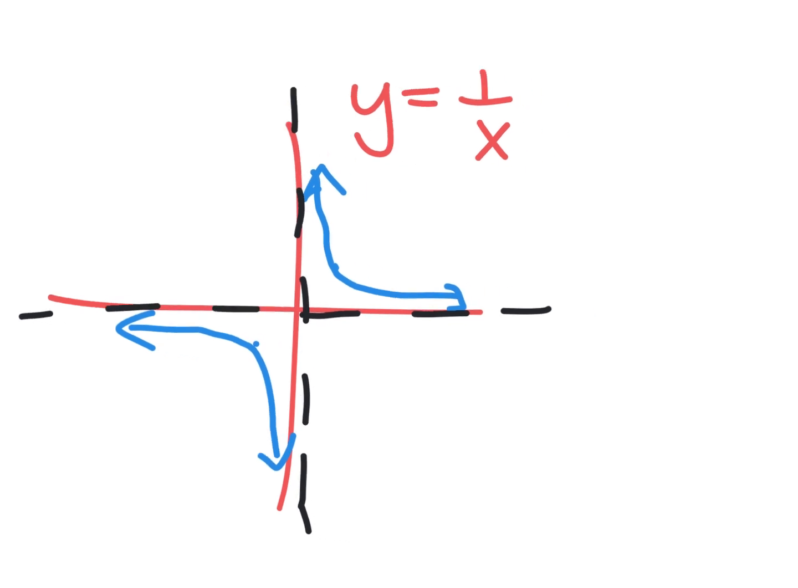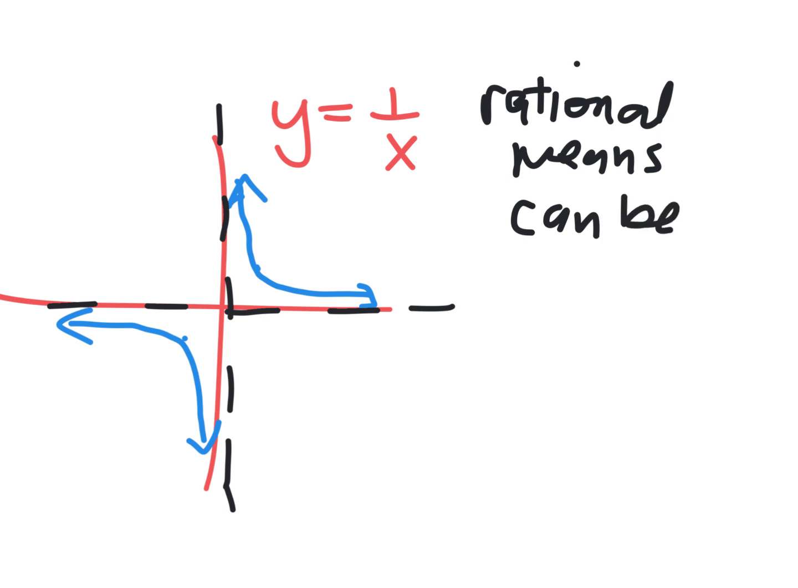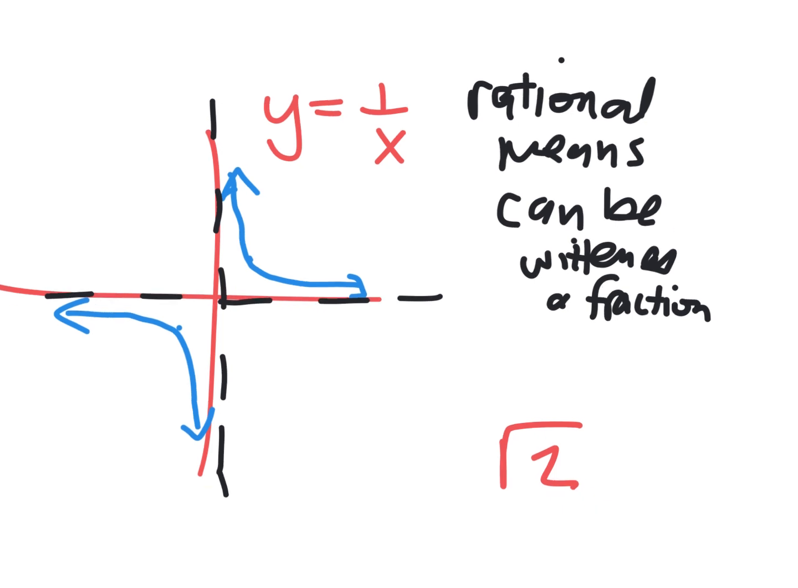All right, so that's the sketch of 1 over x. That is called a rational function, and the word rational, you're supposed to know. A rational number can be written as a fraction. That's what rational numbers are. Things that are not rational can't be written as a fraction. Like the square root of 2 is called irrational. There's no way to write square root of 2 as a fraction because it's a decimal that goes on forever and never repeats. All right, find the notes.